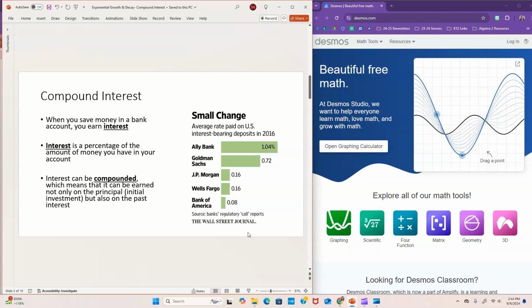What happens when you invest money in a bank account is the bank will give you a certain percentage of the amount of money you invested as interest. Okay, so they're basically paying you to have money invested in their account. And so you can get interest based on the amount of money you initially invested, but you can also earn interest on past interest that you have. And that's what this idea of compounding is. So that means that you get interest not only on the principal, which is your initial investment, but also interest that you've earned in the past.